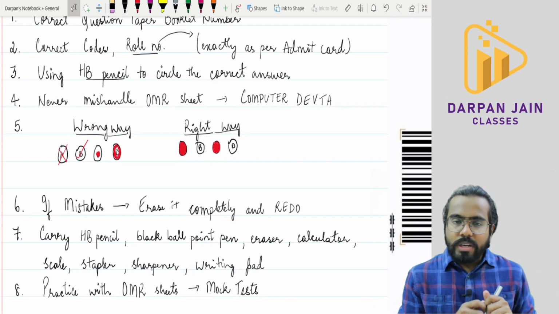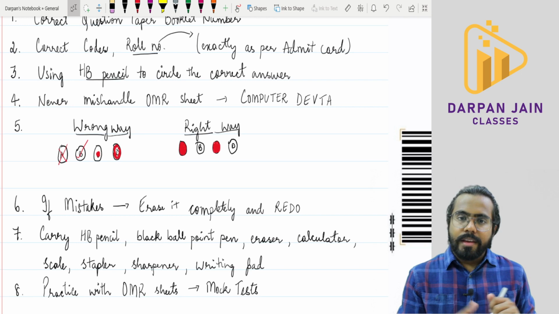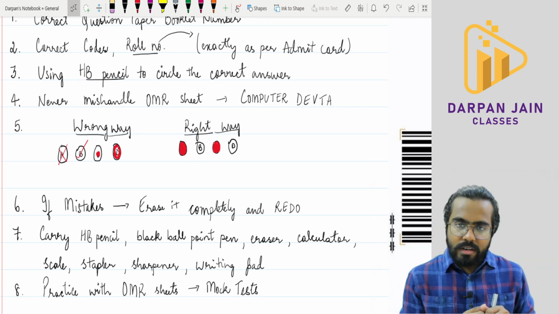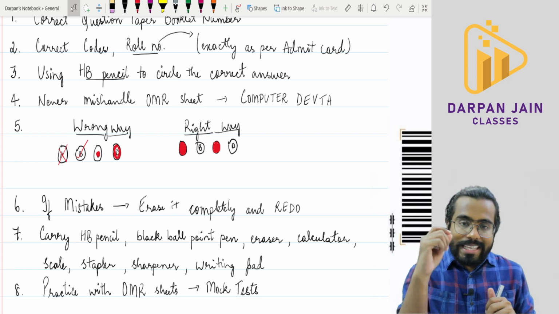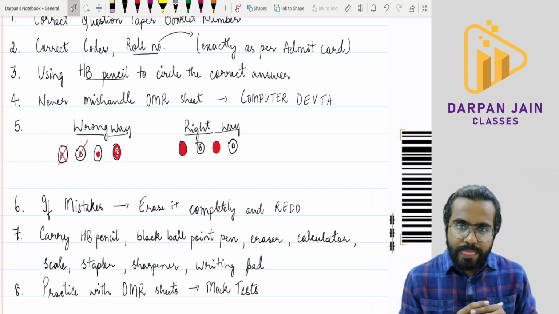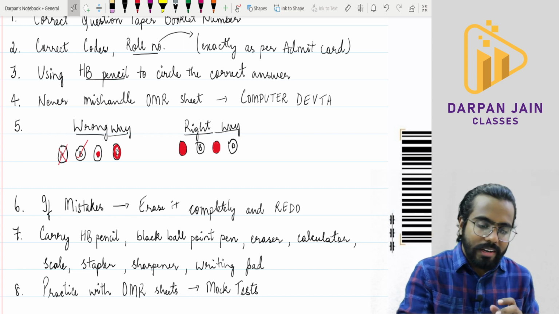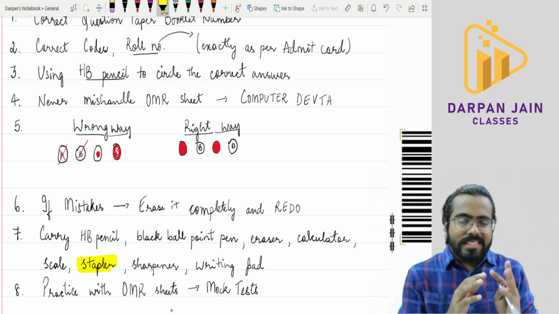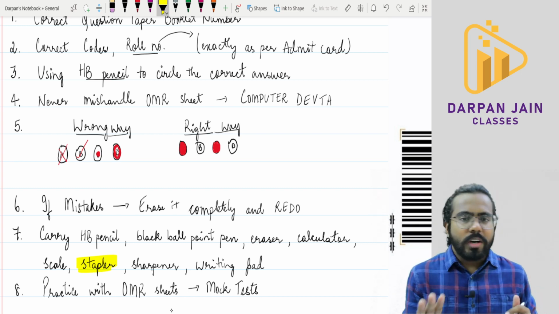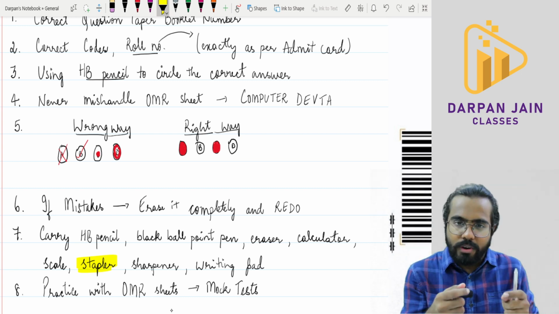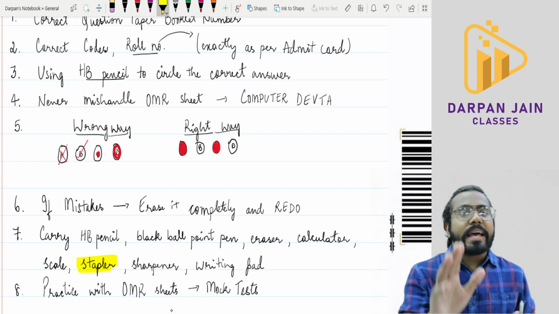Now, what all things should you carry compulsorily? Your HB pencil, your black ballpoint pen, your eraser, calculator, your sharpener, your scale, a writing pad, and stapler. Stapler again, a lot of students have this query. Sir, stapler की क्या जरूरत है? Yes, in paper 3 and paper 4 stapler is not needed. Correct? Because इधर आप additional sheets लेके थोड़ी ना thread बांध रहे हो. In paper 1 and paper 2 carry a stapler.